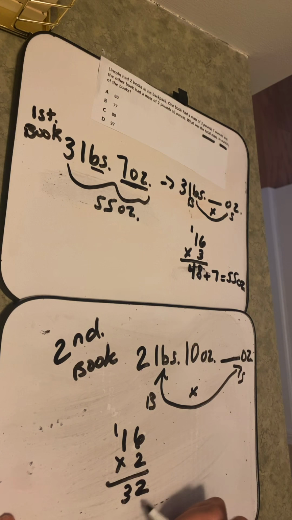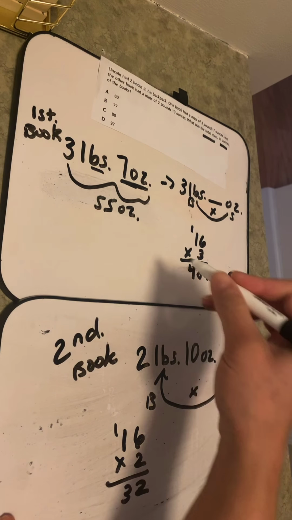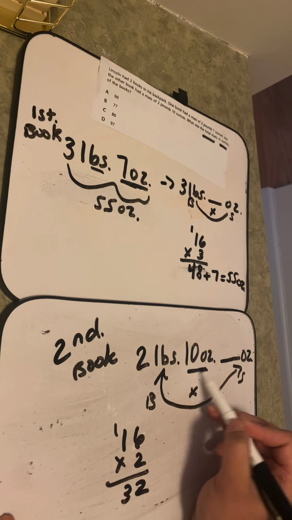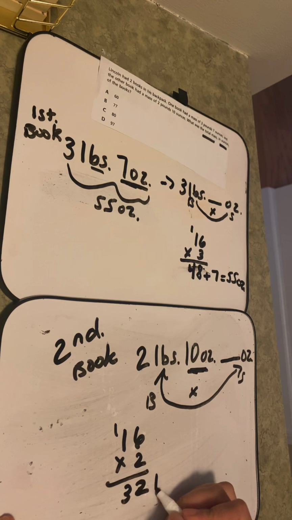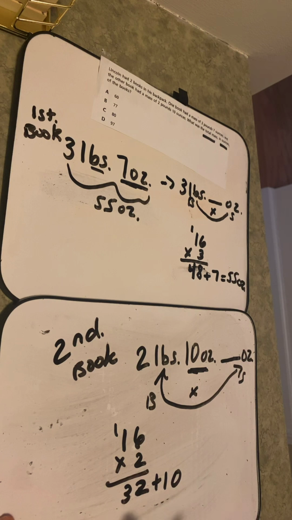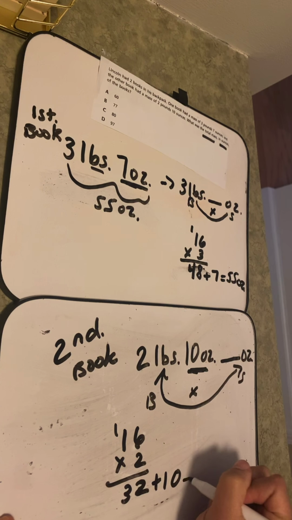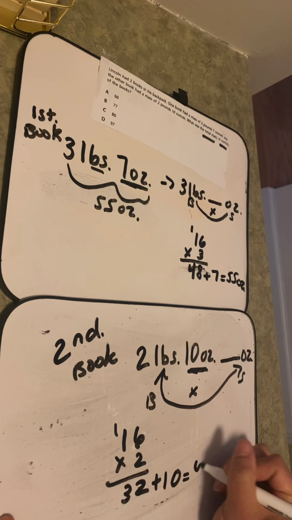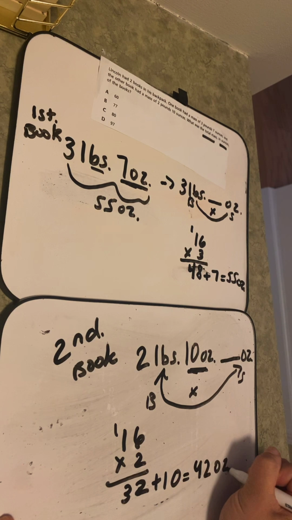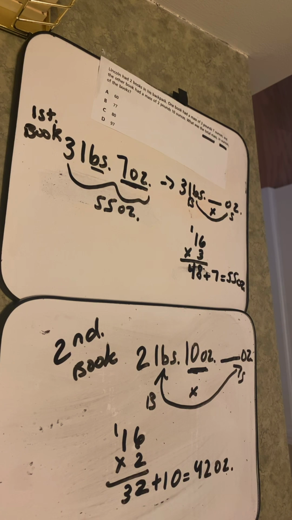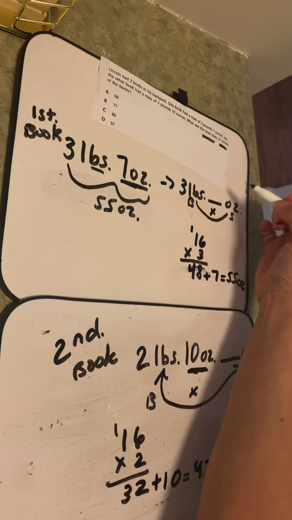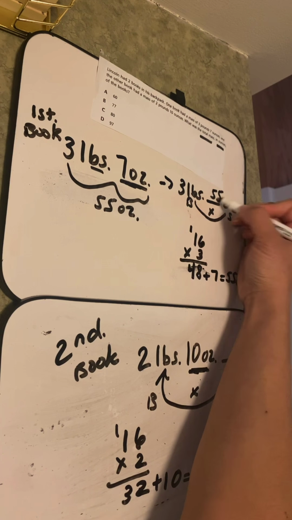32. And then again, like the other one, we can't forget about the 10 ounces, because that's part of the mass of the second book. So we add the 10 ounces to the 32 ounces, and that gives us 42 ounces for the second book.